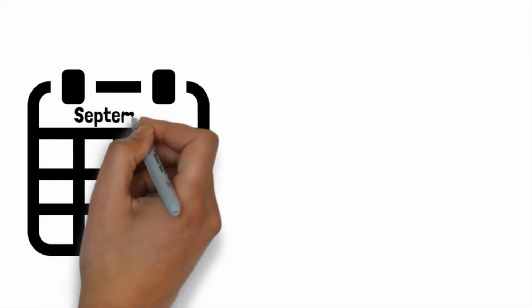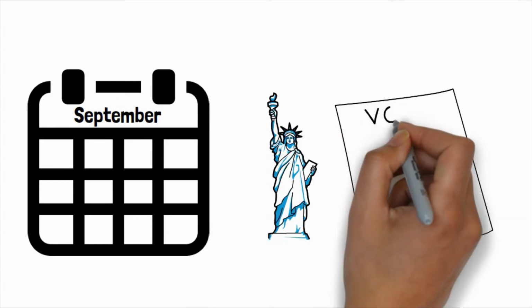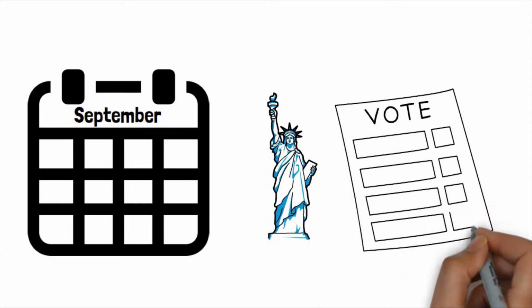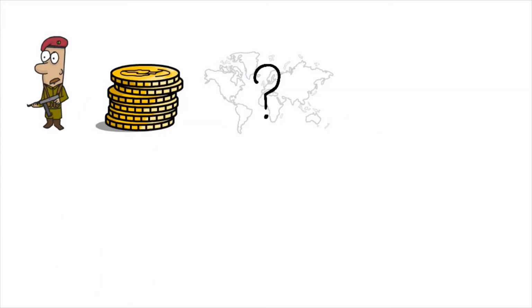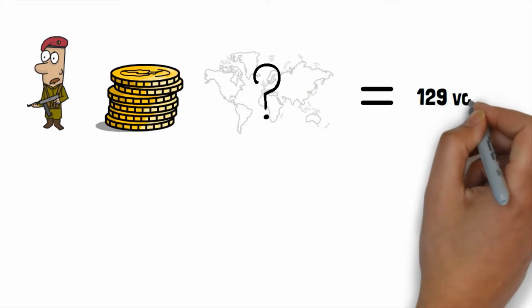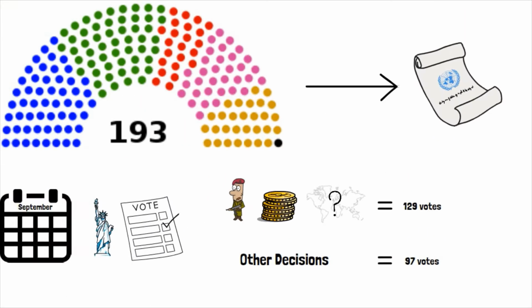Every September, the full General Assembly meets in New York to debate and vote on major policy issues, with every nation getting 1 vote. Decisions on peace and security, budgetary matters, and new member states require a 2/3 majority to be passed, while other votes only need a simple majority.